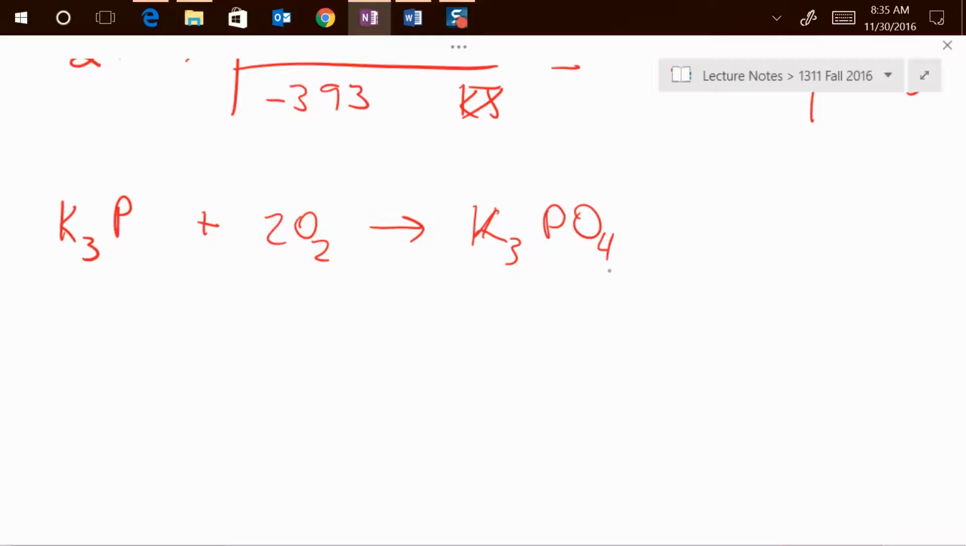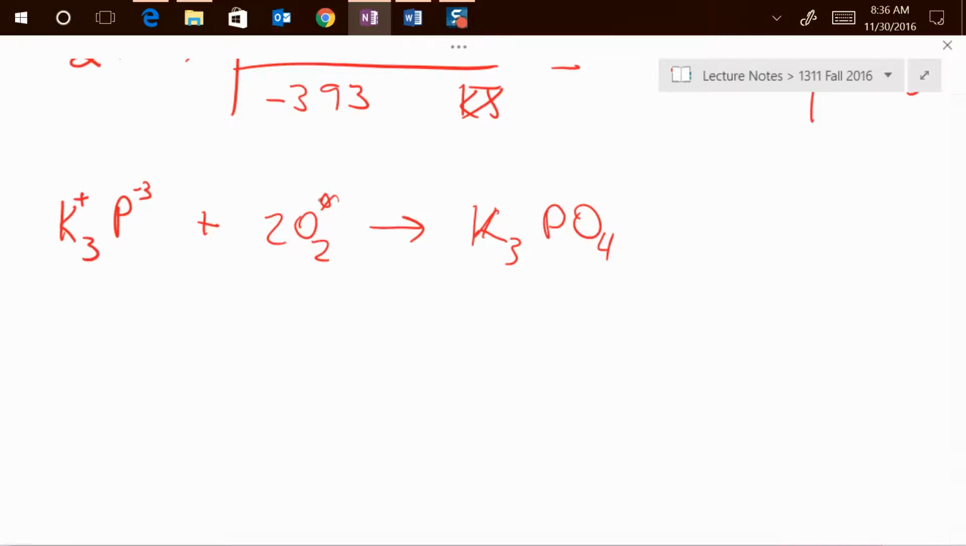So first off, what is the oxidation state of potassium? What's its oxidation number? +1. What's the oxidation number of phosphorus? -3, right? Okay. What is the oxidation number of oxygen? 0. It's elemental. So it's 0.